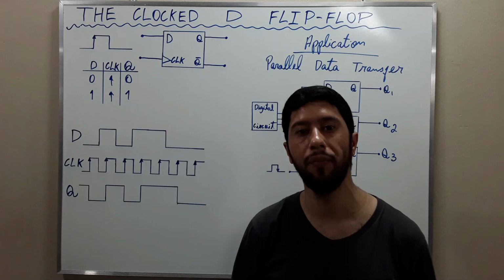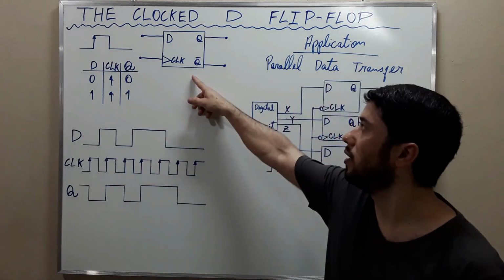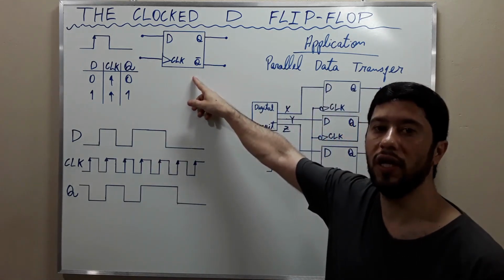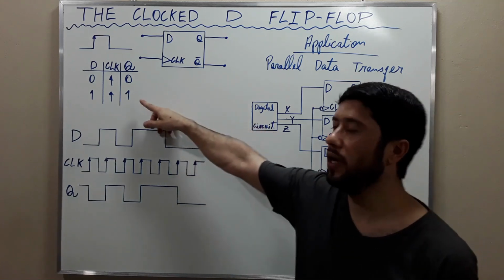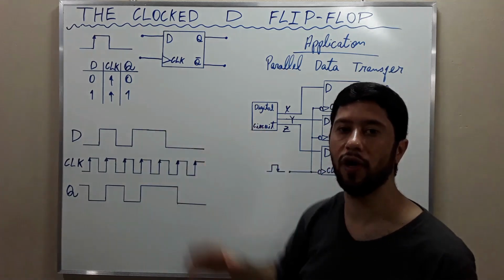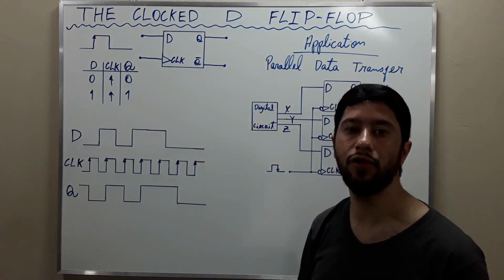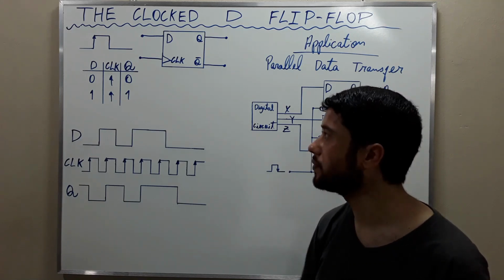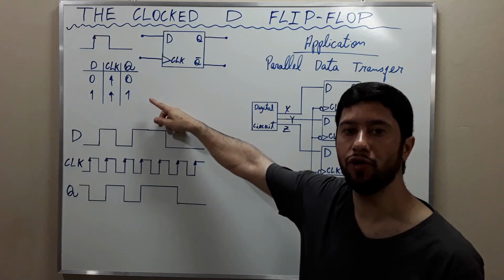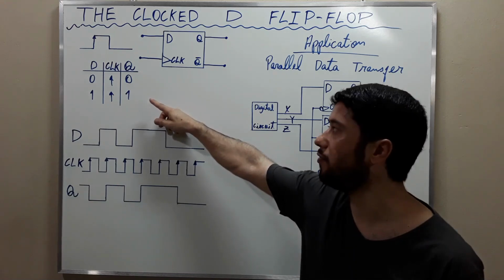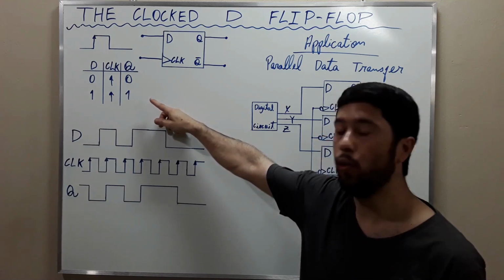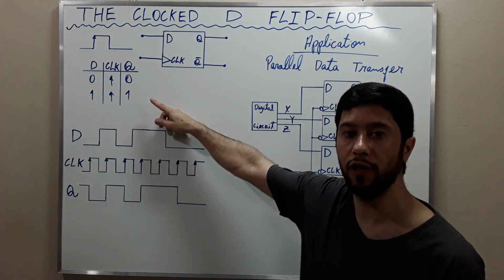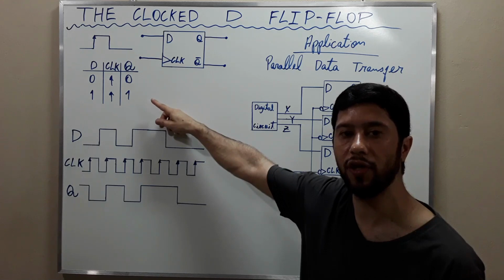The clock, the D flip-flop. The figure shows the logic symbol and the function table of the clock, the D flip-flop that triggers on a positive going transition of the clock. The function table shows that the logical level present at D will be stored in the flip-flop at the occurrence of the positive going transition of the clock.